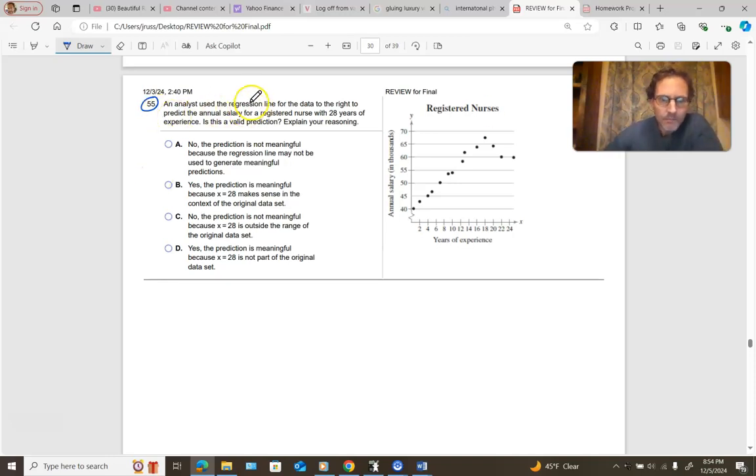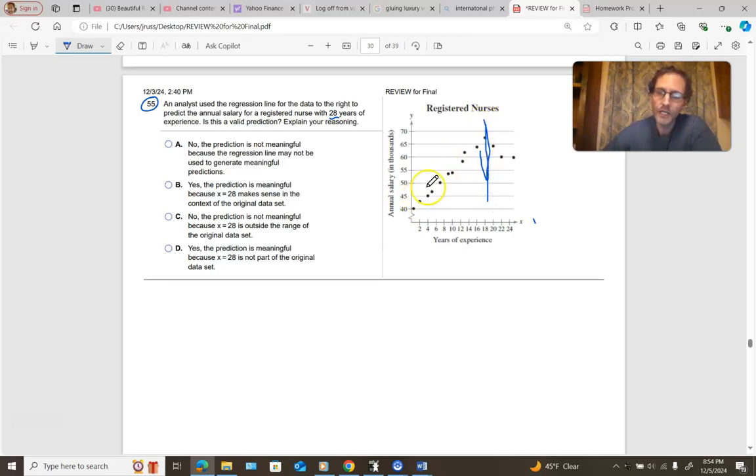But anyway, it says an analyst used the regression line for the data to the right to predict the annual salary for a registered nurse with 28 years of experience. And then the question is, would this be a valid prediction? And I'm going to say no, because 28 would be way over here. The trend kind of falls or stops right here, guys.